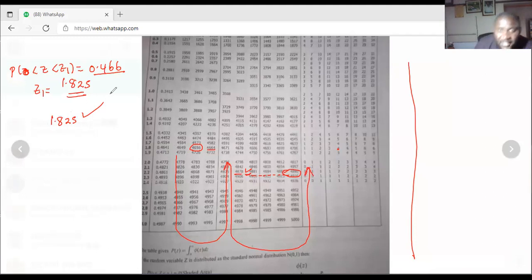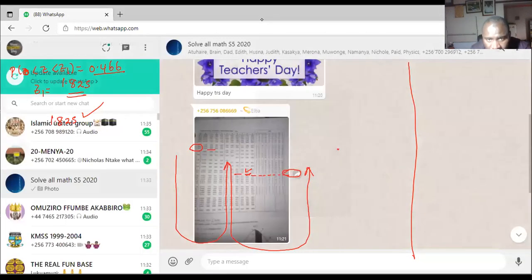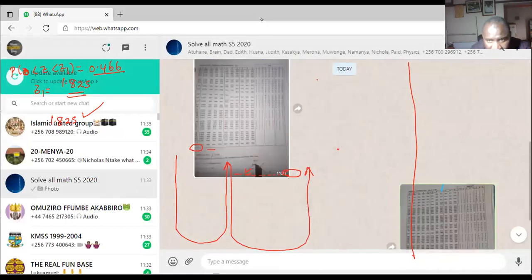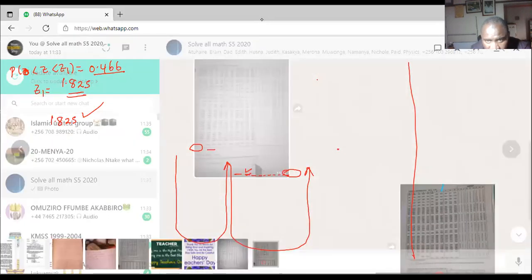Yes, teacher. Let's go back and give me the second value. What was the next question? Give me the second value. 0 less than Z.